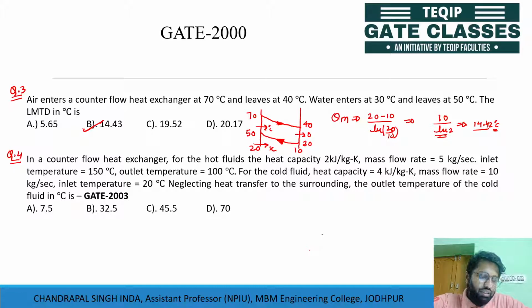Now question number 4. In a counterflow heat exchanger, for the hot fluid the heat capacity is 2 kilojoule per kg Kelvin and the mass flow rate is 5 kg per second. The inlet temperature is 150 degrees centigrade and the outlet temperature is 100 degrees centigrade. For the cold fluid, the heat capacity is 4 kilojoule per kg Kelvin, the mass flow rate is 10 kg per second, and the inlet temperature of the cold fluid is 20 degrees centigrade. Neglecting the heat transfer to the surroundings, we are required to find the outlet temperature of the cold fluid in degrees centigrade.